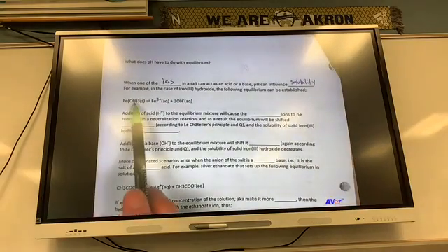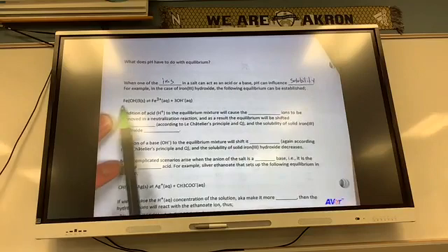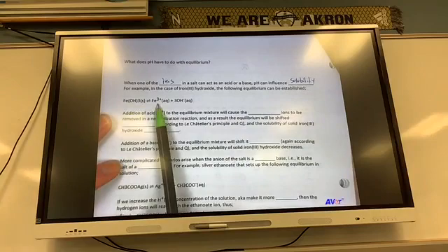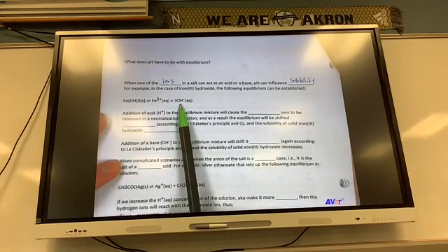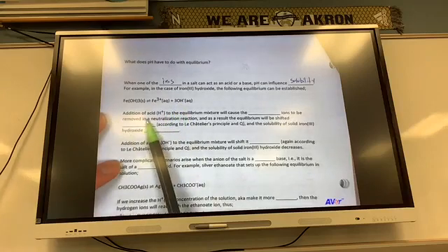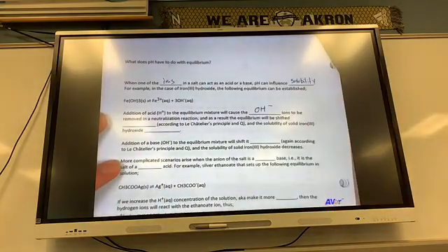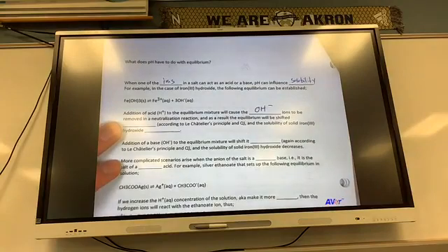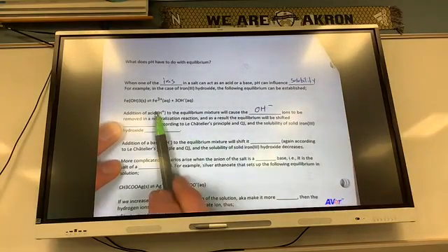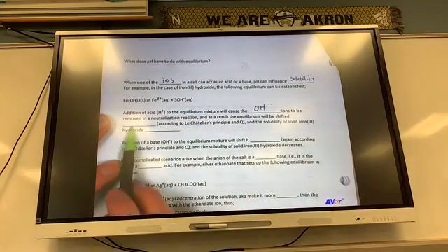For example, in the case of iron(III) hydroxide, the following equilibrium can be established. So here we go. Fe(OH)3 solid is in equilibrium with Fe3+ plus 3OH minus. That's a base. Addition of an acid to the equilibrium mixture will cause OH minus ions to be removed. Why? Because H plus is going to make water, HOH, removed in a neutralization reaction.